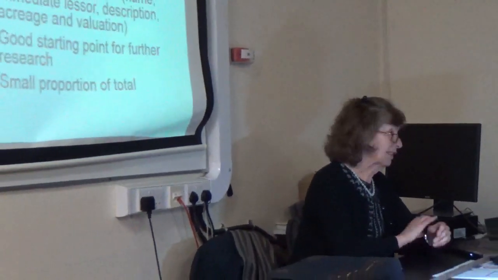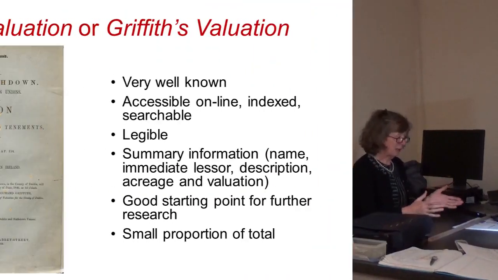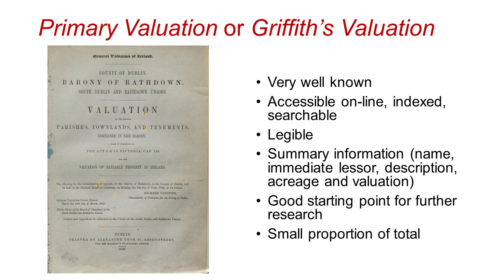I'm going to talk first about the background to the valuation, and then I'm going to look at some examples of how these documents can be used. Now, many of you will be very familiar with Griffith's valuation, or the primary valuation, because this is a printed source that's widely available. It's the best known of all the valuation records, and many people think that this is the only valuation record that there is, but in fact this is a very small percentage of the total quantity of valuation records. But it's popular, it's usable, it's legible, it's a good starting point for further research.